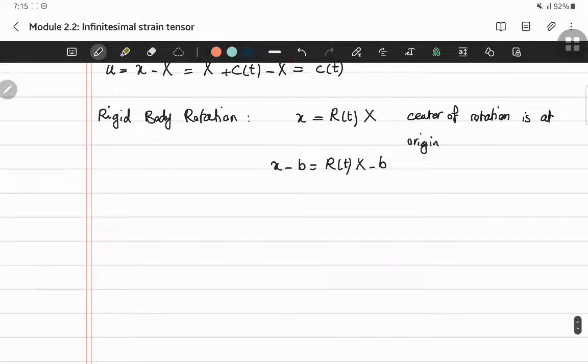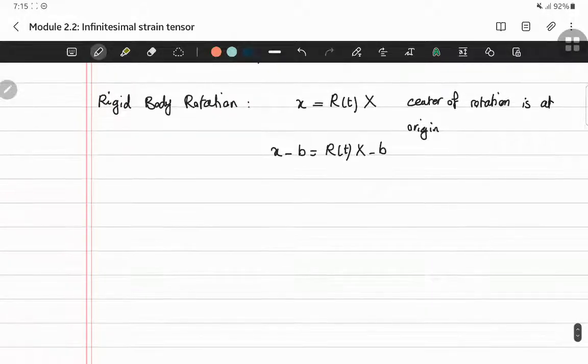The book also showed this in example 3.6.1: even with rotation, the dimension of your configuration does not change. If it is 1 by 1, it will remain 1 by 1. We can show this, and it is very simple.